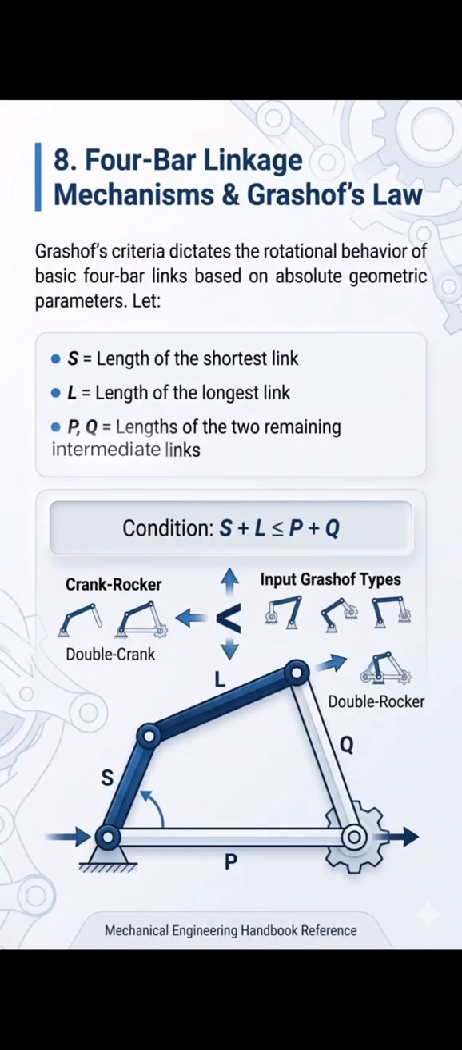Four-bar linkage mechanism and Grashof's law. Grashof's criterion dictates the rotational behavior of a basic four-bar linkage based on absolute geometric parameters: S, length of the shortest link; L, length of the longest link; P and Q, lengths of the two remaining intermediate links. Condition: S plus L is less than or equal to P plus Q, Grashof types: crank-rocker, double crank, double rocker.